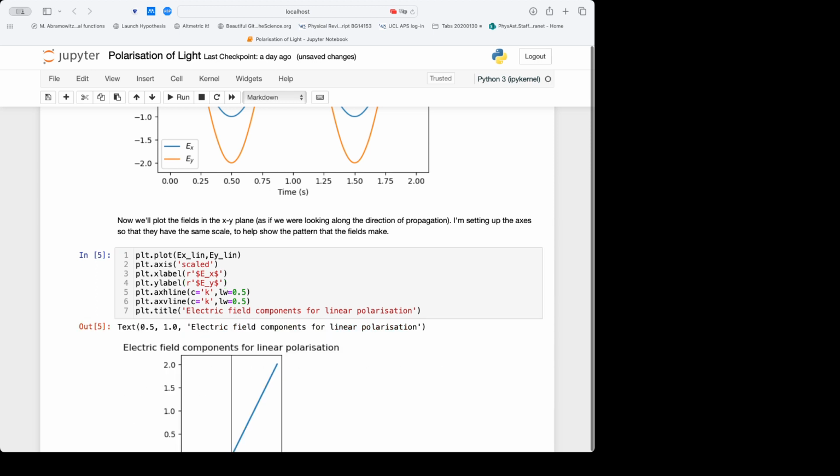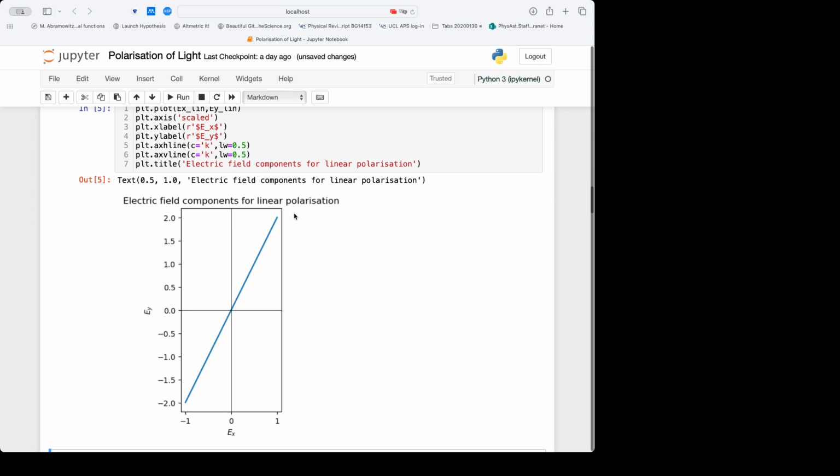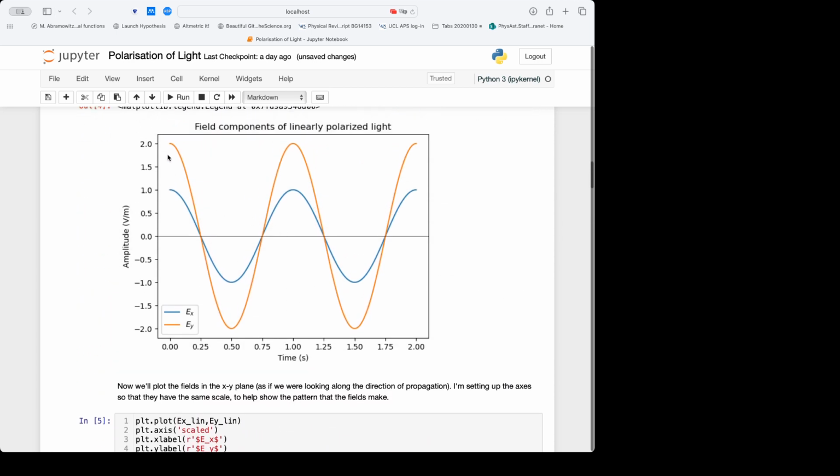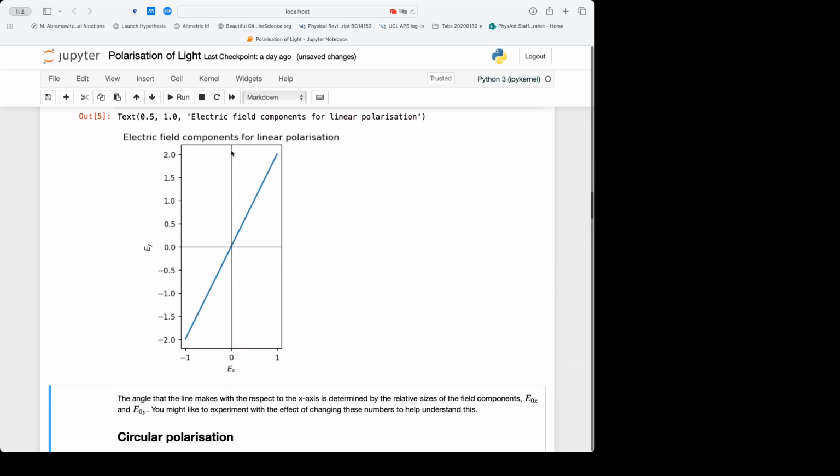Let me do this. And what we see here is that the tip of the field vector is confined to a line, and that's why it's called linear polarization. If we look back up here at the sine plots, you can see that at t equals 0, we're starting at the maxima, so that's going to be this point here on the graph, and then we're going to come diagonally down through 0 down to the minimum and then back up again.